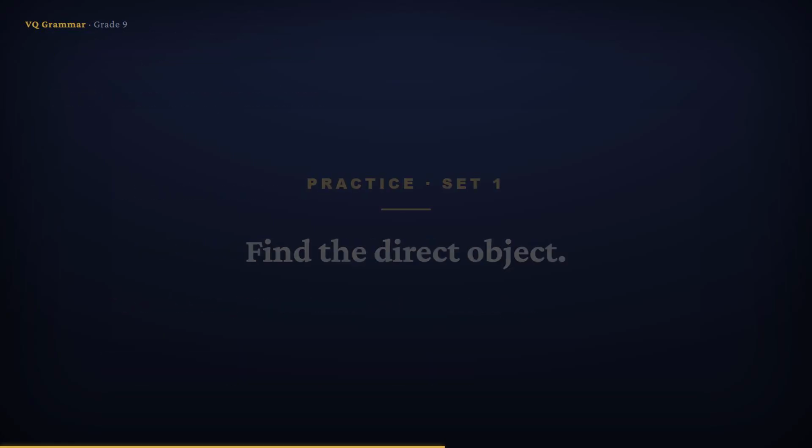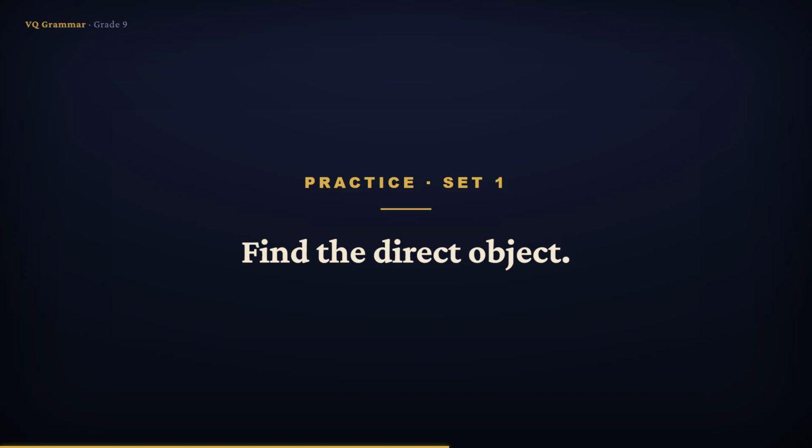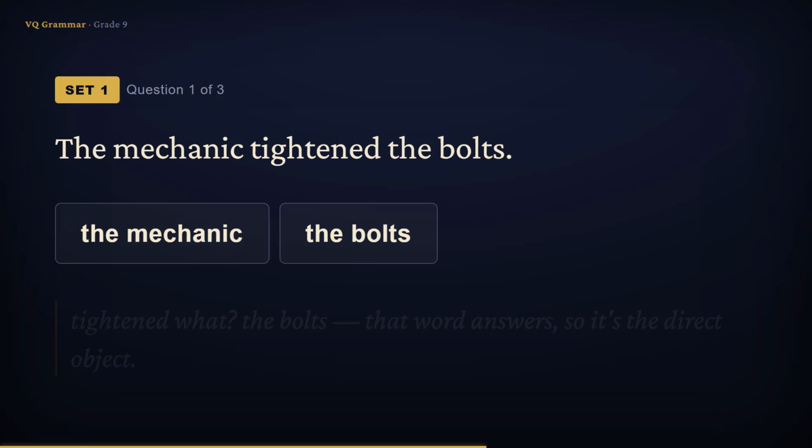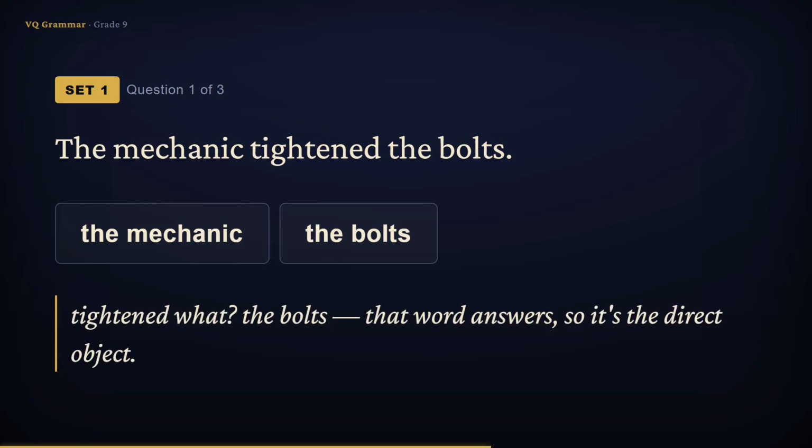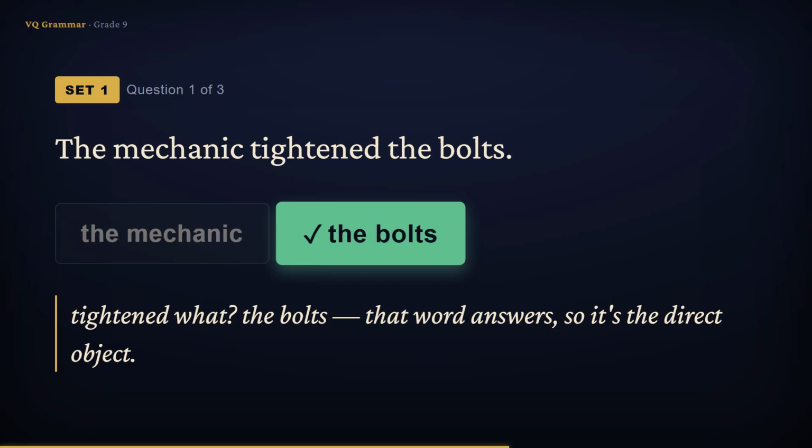Let's practice. For each sentence, find the action verb, then ask what or whom right after it. The word that answers is the direct object. And watch out, because one of these has no direct object at all. Pause and decide before I reveal each answer. The mechanic tightened the bolts. Find the verb, tightened. Now ask, tightened what? The bolts. That word answers the what question, so the bolts is the direct object.